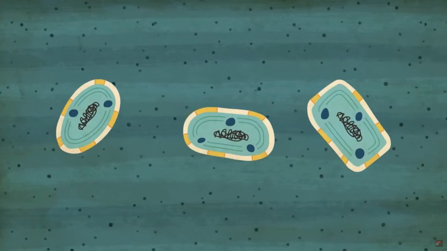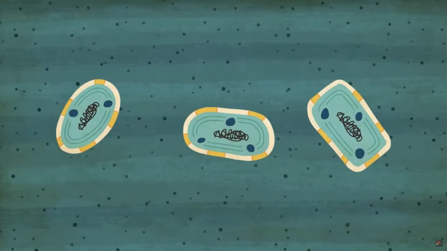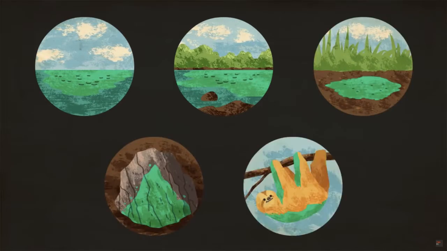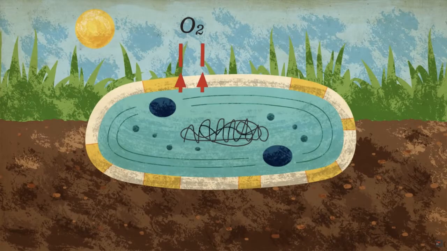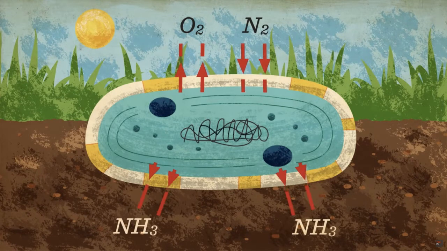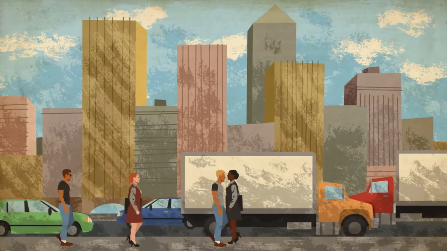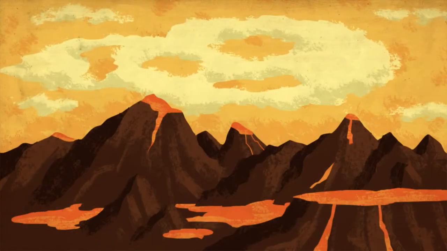Cyanobacteria are still around in almost every environment on Earth: oceans, freshwater, soil, Antarctic rocks, sloth fur. They still pump oxygen into the atmosphere, and they also pull nitrogen out to fertilize the plants they help to create. We wouldn't recognize life on Earth without them, but also thanks to them, we almost didn't have life on Earth at all.